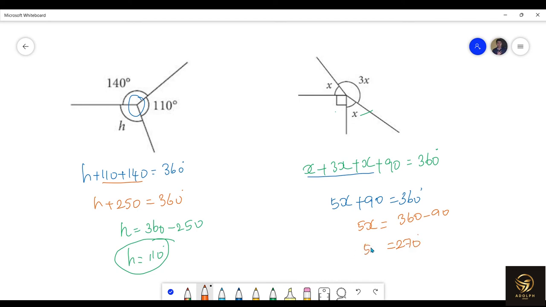So if 5x equals 270, then what will be x? It is 270 divided by 5. And if I simplify, 5 twos are 10, 5 fives are 25, 5 fours are 20. x I am getting as 54 degrees.